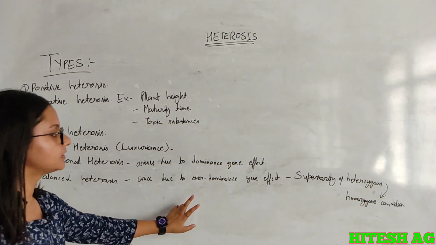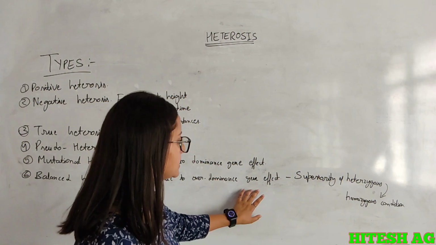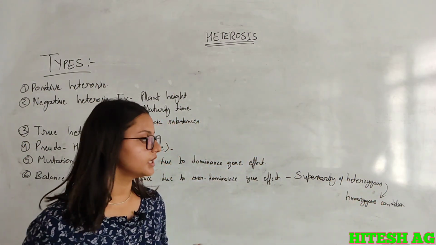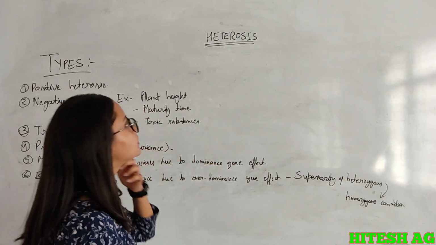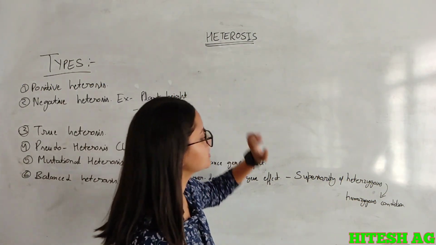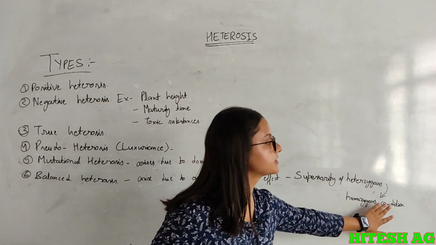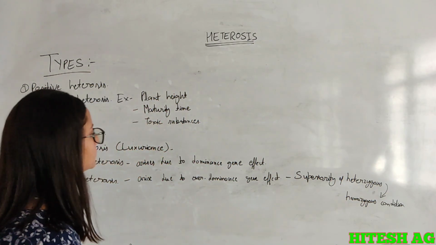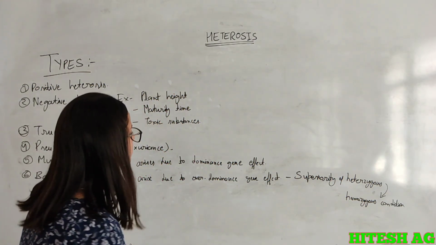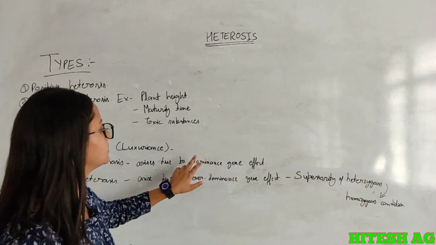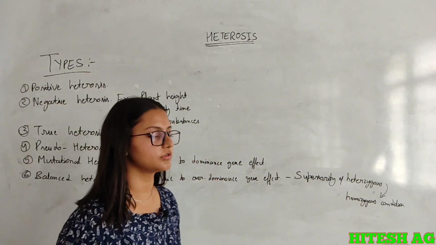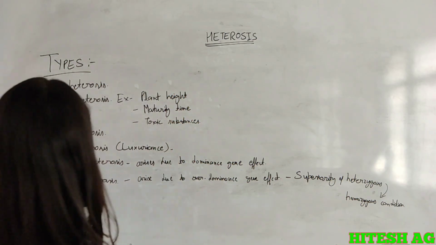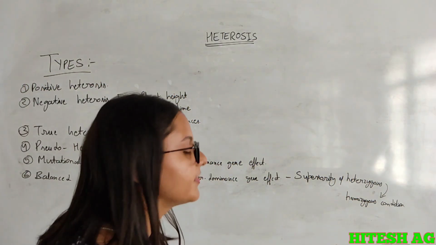So which means that in overdominance gene effect, the heterozygous condition in the F1 hybrid is the cause of heterosis, rather than its parental homozygous condition. I'll teach you that later. These are all the genetic basis of heterosis, or the theories given for it. So these are all the types of heterosis. Hope you understand them well.